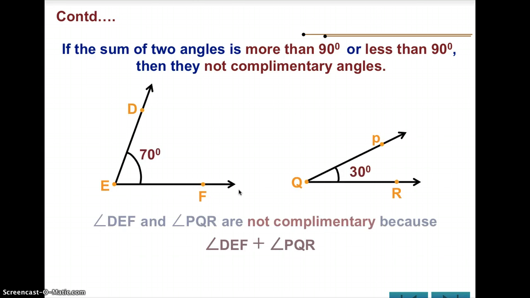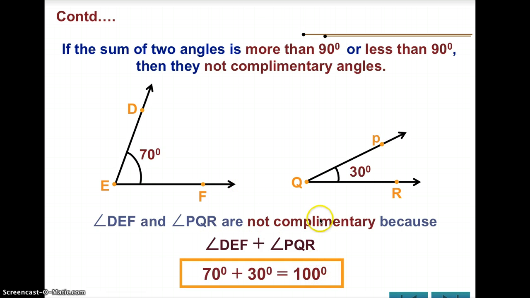Now, if the sum of two angles is more than 90 degrees or less than 90 degrees, then they are not complementary. Another example: you have angle DEF, which is 70 degrees, and angle PQR, which is 30. When you add them together, you will get 100 degrees. So angle DEF and angle PQR are not complementary, because it has to be 90 degrees.